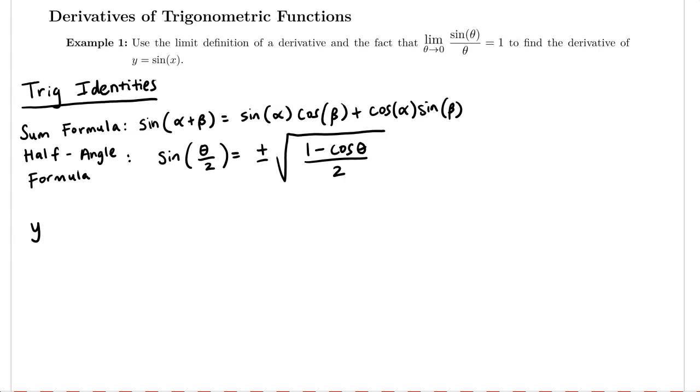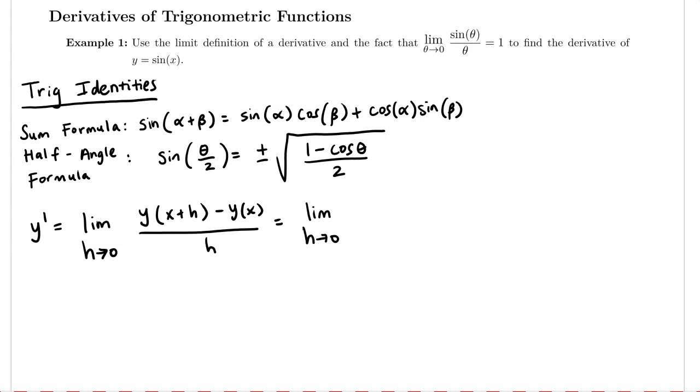Let's go ahead and find our derivative function, and we're going to use the limit as h approaches 0 of y of x plus h minus y of x all over h. So then we have the limit as h approaches 0 of sine of x plus h minus sine of x all over h. Now this is where our first trig identity is going to come in. We need to use the sum formula because we need to expand out sine of x plus h. And if we're using this formula, we can rewrite this as follows.